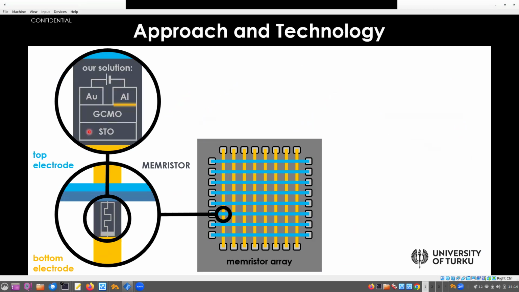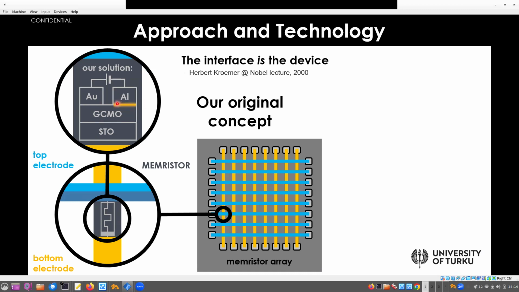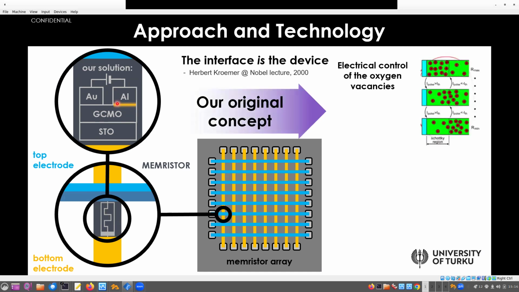And what we use is a material that is a manganite. It's gadolinium calcium manganese oxide, with actually quite little gadolinium in it. And then we have an interface to aluminium. The actual device is this interface between the GCMO and aluminium, so the physics happens here. This is something that we have patented, the material as a memristor, and we believe in this material for reasons I will come to.